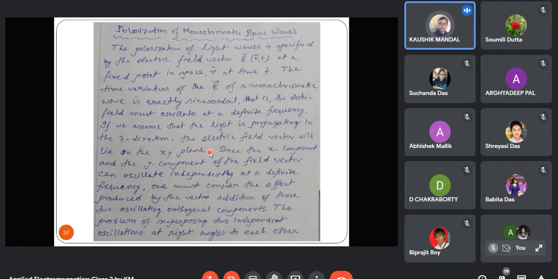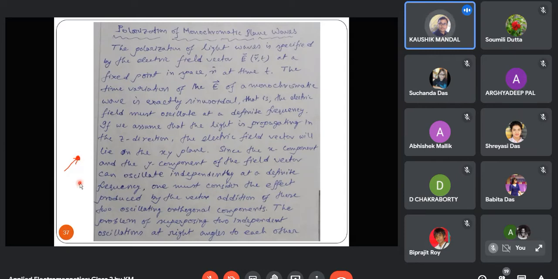To trace the electric field vector, we only have to concentrate on its tip. Suppose this is the electric field vector. You have to concentrate only on the tip of this electric field vector, or we have to draw the trace of this electric field vector with respect to time. So it has two components, one is the x component, another is the y component.